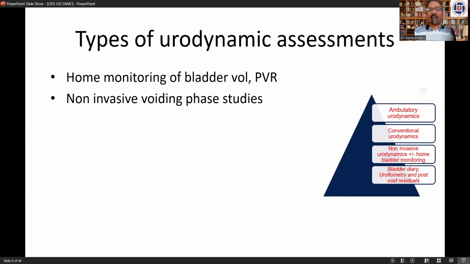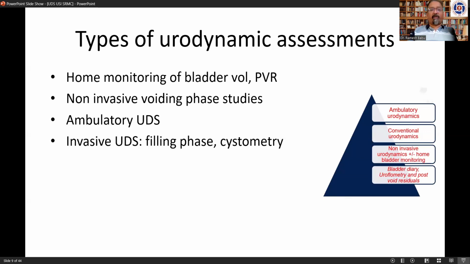Then non-invasive voiding phase studies like uroflowmetry, those are the initial studies to assess the voiding phase, then ambulatory urodynamics, then invasive urodynamics, on which you have all heard several talks, filling phase and cystometry.